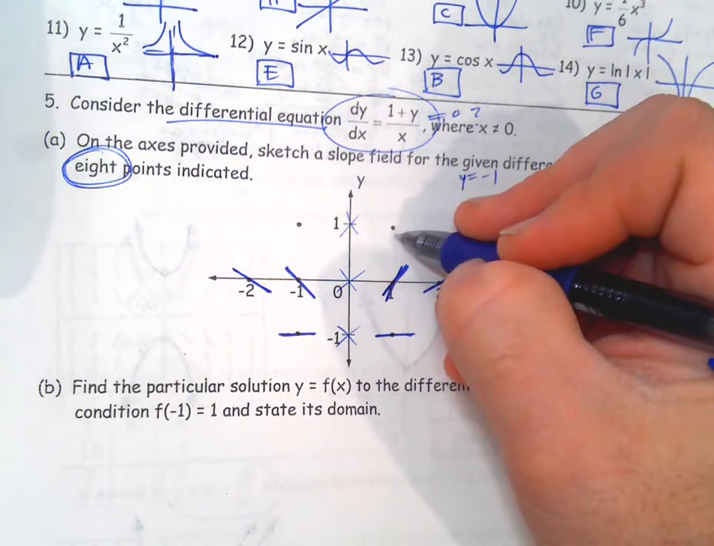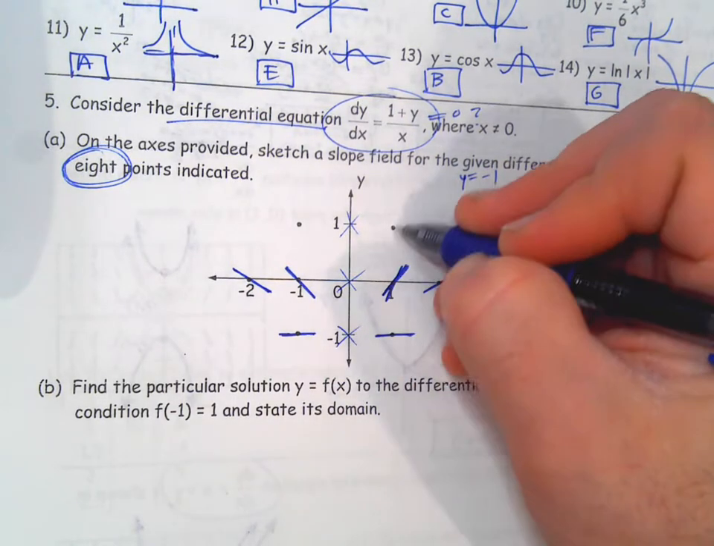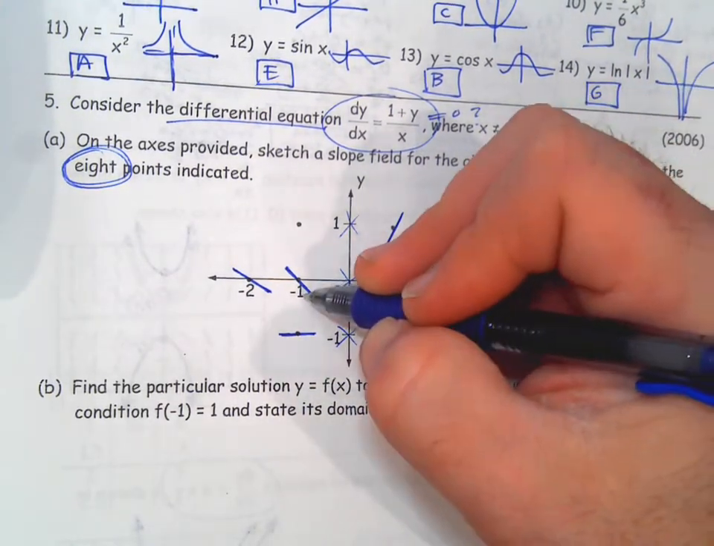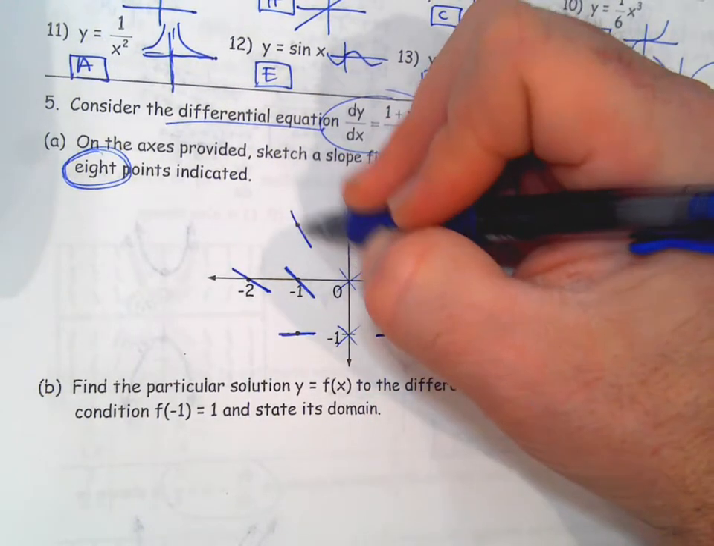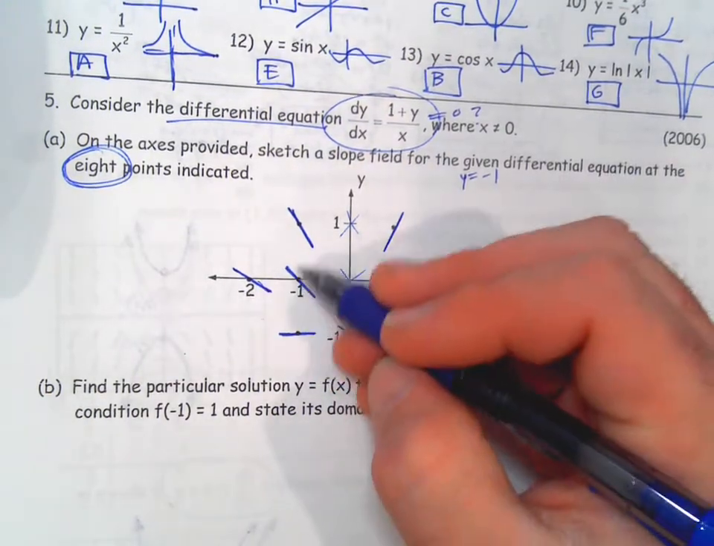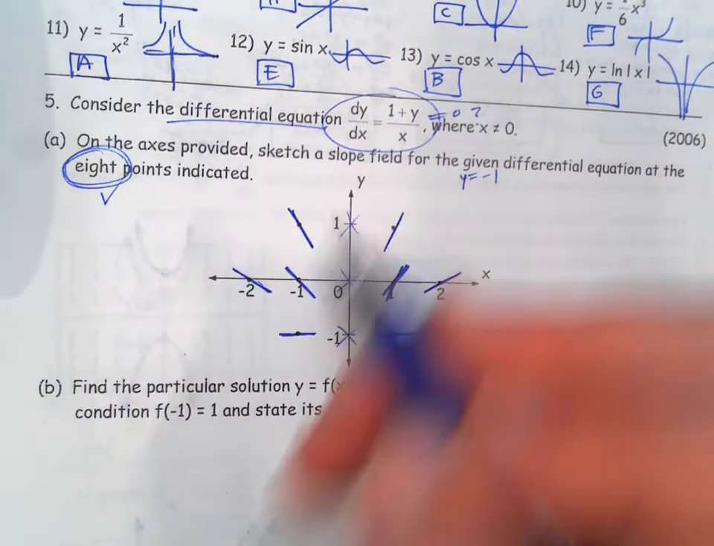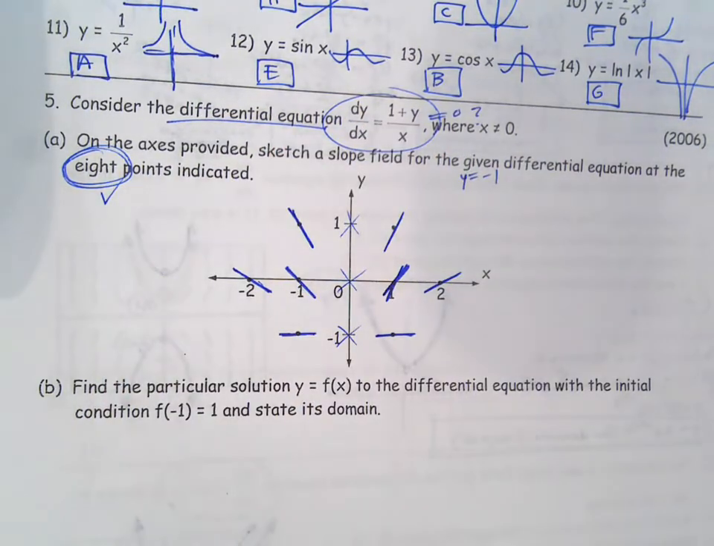And then 1, 1 would be a slope of 2. And -1, 1 would be a slope of -2. And 1, 2, 3, 4, 5, 6, 7, 8 points. Not less, not more. Okay.